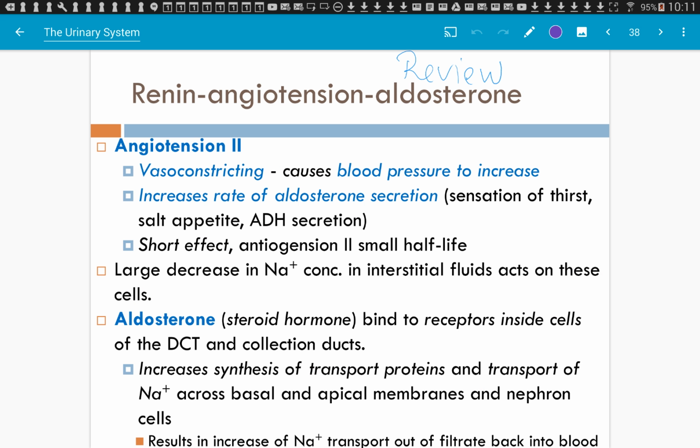So backing up real quick. Angiotensin 2, remember, is vasoconstricting, causes your blood pressure to increase. Another thing that this does, you didn't see on that slide, it makes you feel thirsty. So if you feel thirsty, then it is having that effect in your brain, telling you you need more water. And so you feel thirsty.